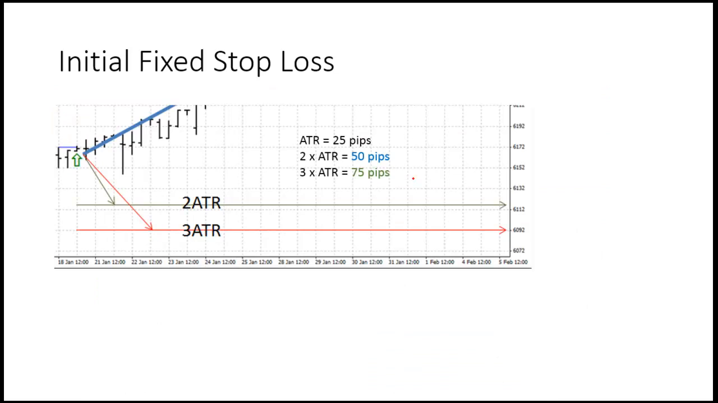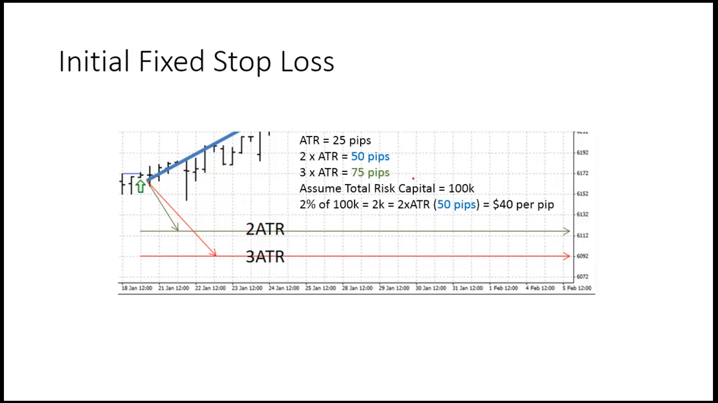Let's say the average true range was 25 points, 25 pips. And therefore, 2 times average true range must therefore be 50 pips and 3 must be 75 pips. Simple maths. Okay? Now, assume your total risk capital is 100,000. Say $100,000 is what you have. 2% of $100,000 is $2,000. That has to be the same as 2 times average true range, which is 50 pips. Therefore, you must be risking $40 per pip. Simple, simple, simple math. Just look at that on screen. Pause it if you have to. It's very simple maths of what I've said.